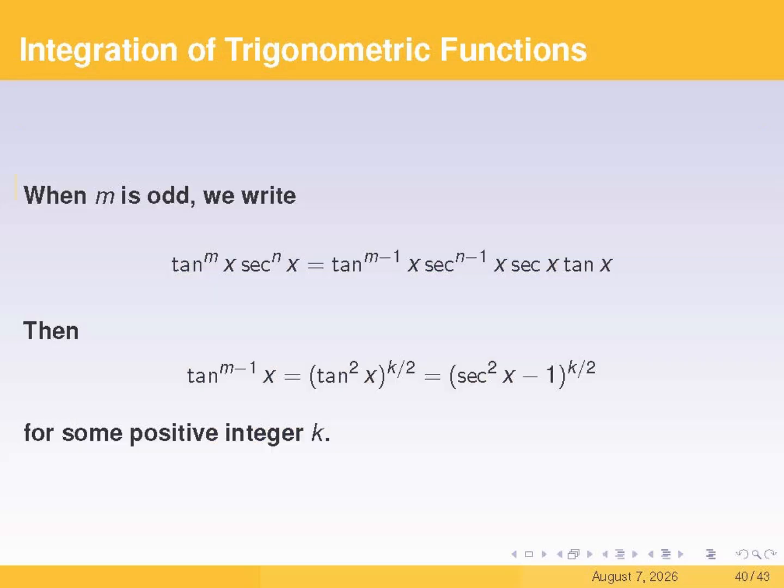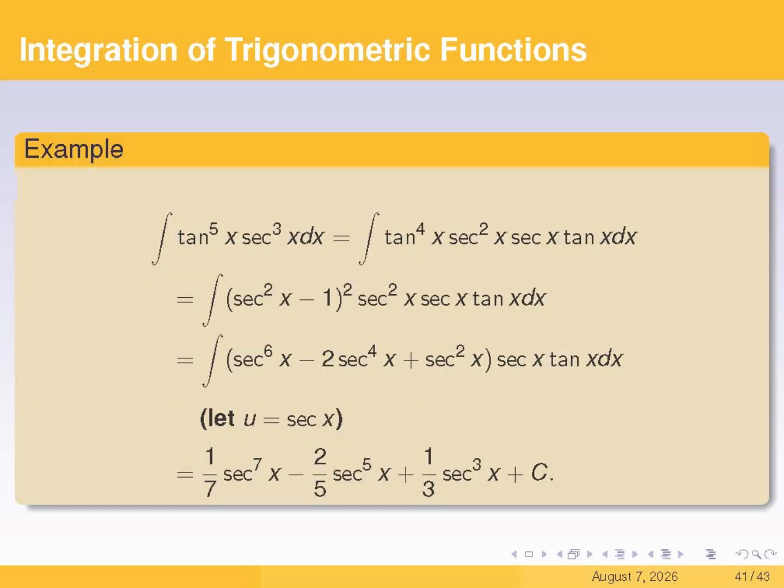When m is an odd number, we can factor out secant x tangent x, as shown on line 2. At this point, m minus 1 is an even number, so we can convert tangent x to the m minus 1th power into powers of secant x squared minus 1, as shown on the second to last line. The first equality factors out secant x tangent x. The second equality converts tangent x to the 4th power into secant x squared minus 1 squared.